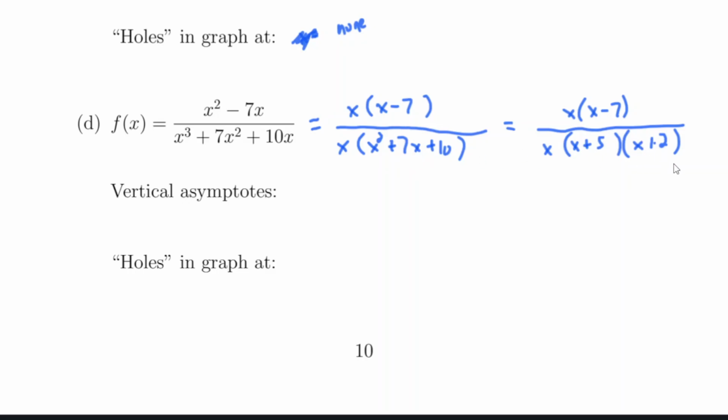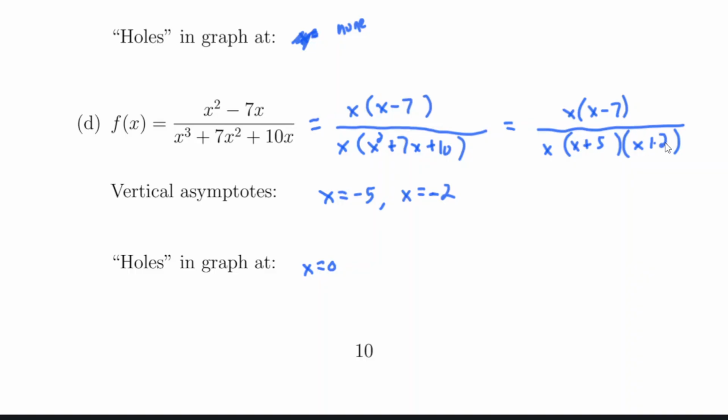Okay, so notice in the denominator here, what are our zeros of the denominator? Well, we have 0, we have -5, and we have -2. So which ones are which? Well, at 0, we also have the x factor up there, so we're going to get a hole in the graph at x equals 0. We're going to have vertical asymptotes at x equals -5 and x equals -2.